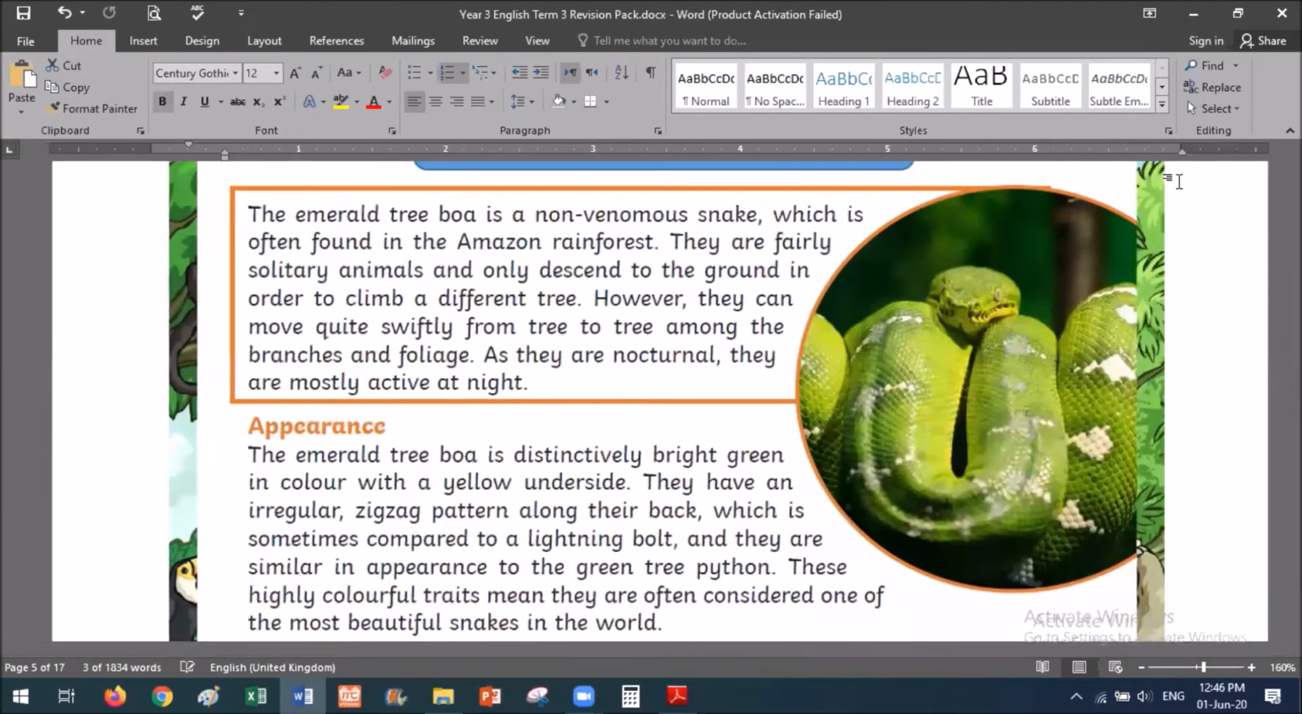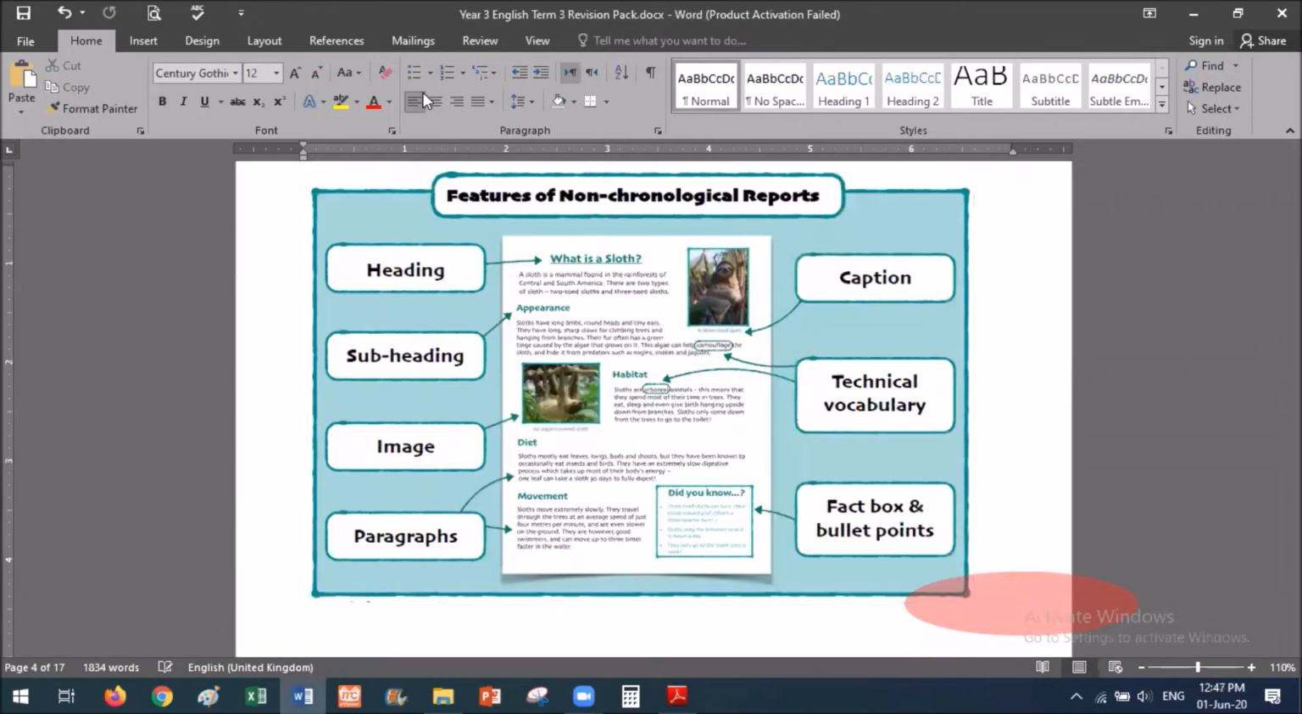Oh, there's something missing. Can you see the picture on the right-hand side? Yes. What's missing underneath it? There's supposed to be some writing underneath it. Yes. What's missing over here? So which of these features is missing underneath the image? Caption. Caption. Yes, very, very good.